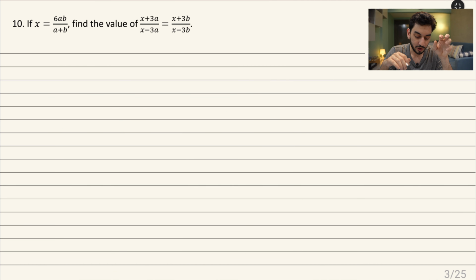Okay, so let's do this question. Here it says if x is equal to 6ab upon a + b, I need to find the value of (x + 3a) upon (x - 3a) plus (x + 3b) upon (x - 3b). It's not an equal to sign, there is an error there, it should be plus.